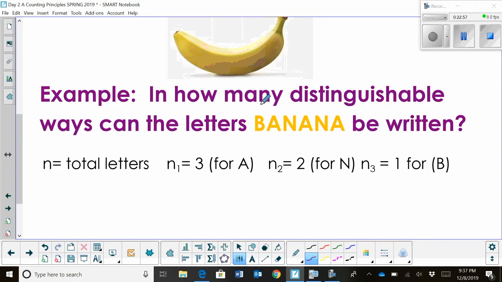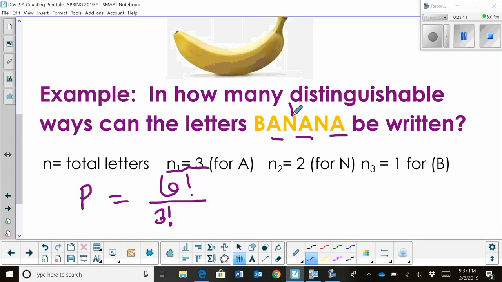Well, remember, we have in banana 1, 2, 3, 4, 5, 6 letters. So for our permutation, wouldn't we take 6 factorial? And then we would choose 6 ways. But because A occurs 3 times, those positions are not going to be unique, because whether that A is the first A or the second A or the third A, we don't know. Those are repeating in our pattern. So I have to divide by 3 factorial to represent the letter A.